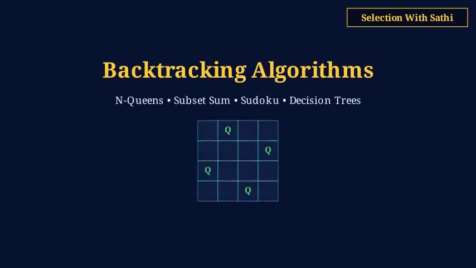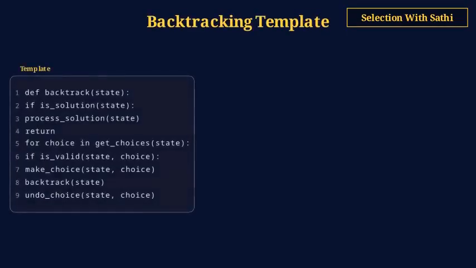Today we cover backtracking, a powerful algorithmic technique for solving constraint satisfaction problems. We will learn the general backtracking template, then apply it to n-queens, Sudoku, subset sum, permutations, and rat in a maze. Backtracking is tested frequently in GATE CSE and coding interviews. Let us begin. Let us start with the general backtracking template.